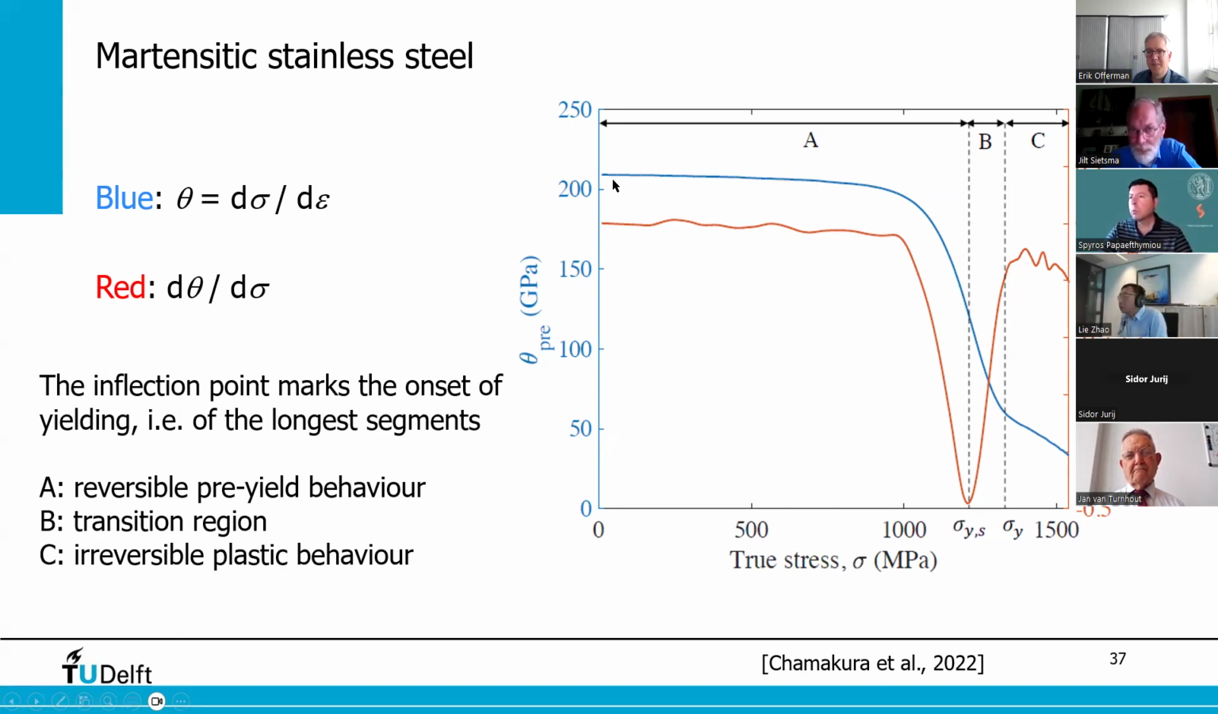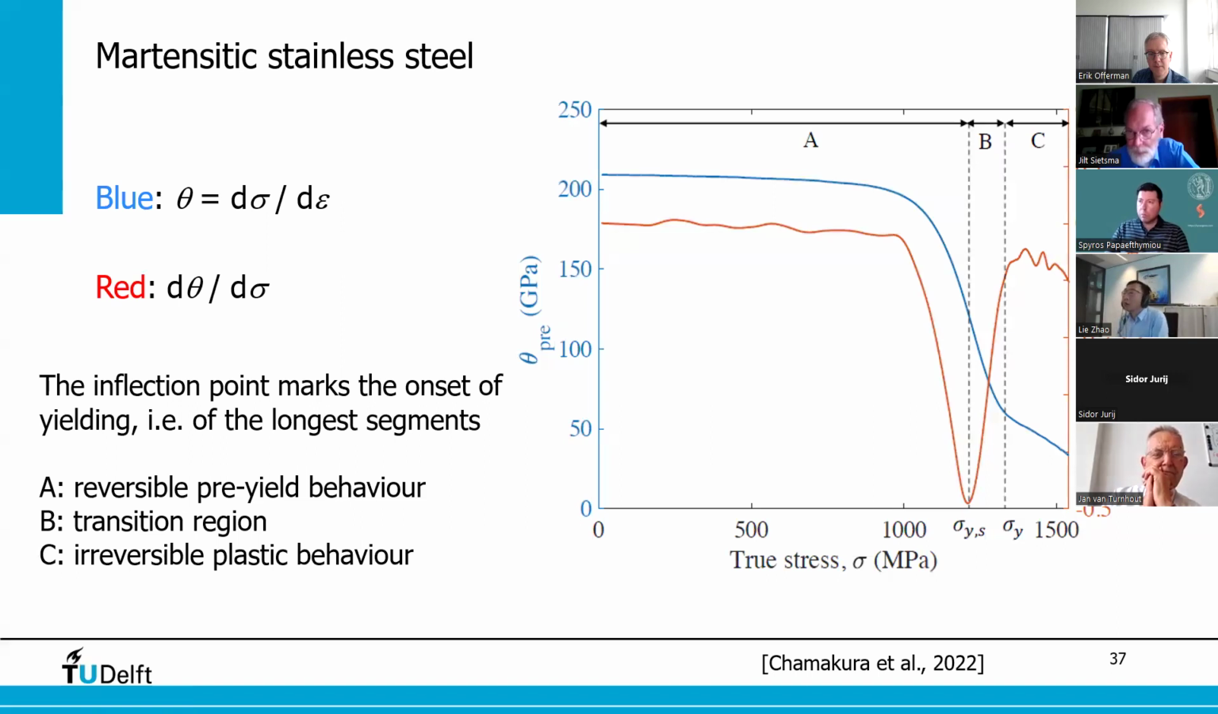Okay. So for the theoretical equation that I showed before, if we would take the derivative of the theoretical equation, the red line would be continuously decreasing, but it shows a minimum, so that's an inflection point here, and that's where we say it starts significantly deviating from the reversible pre-yield behavior.